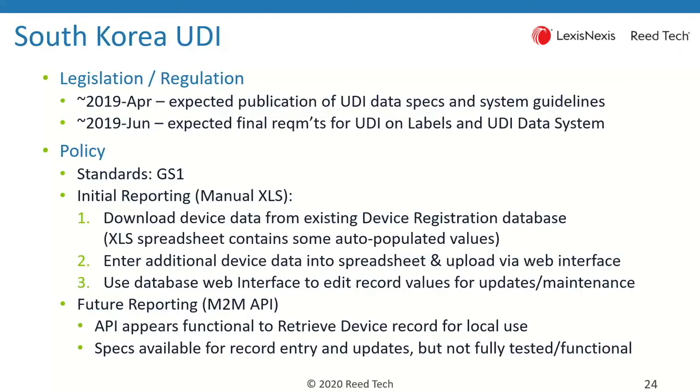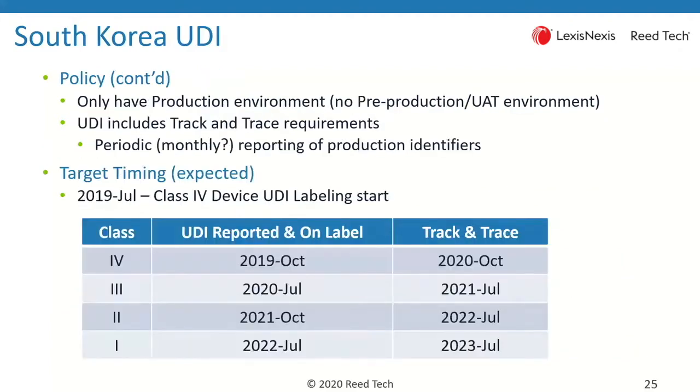The other thing that's noteworthy in South Korea is that they do include the track and trace requirements. So there's some reporting, appears to be monthly. Once that gets up and rolling, that could be significant type of transactions. And again, I skipped over that first bullet, but again, there's only a production environment at this point that John had alluded to earlier. The timing is shown down below for the class 4, 3, 2s, and 1s, starting back in 2019. So we just passed the July deadline for class 3s, and then looking forward to 2021, 2022.